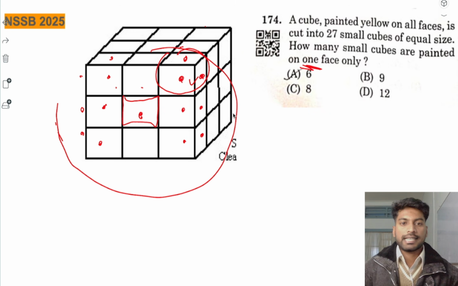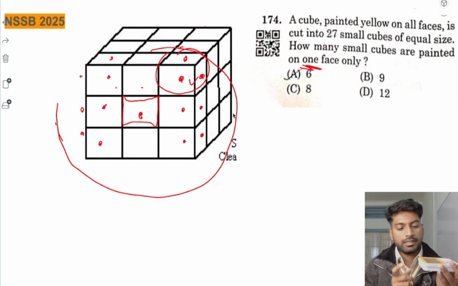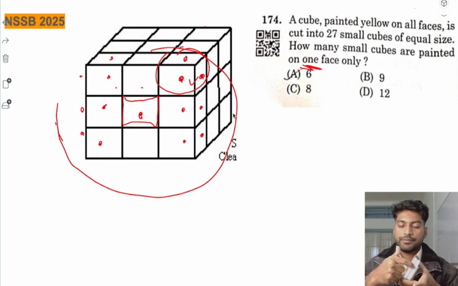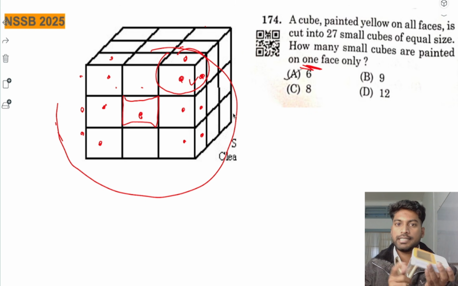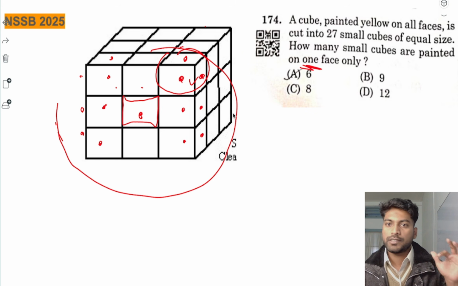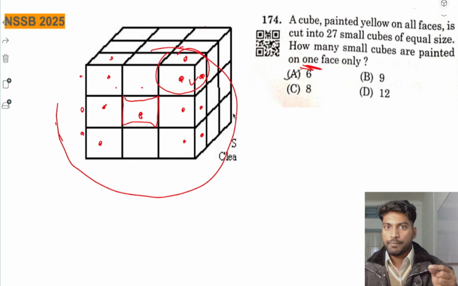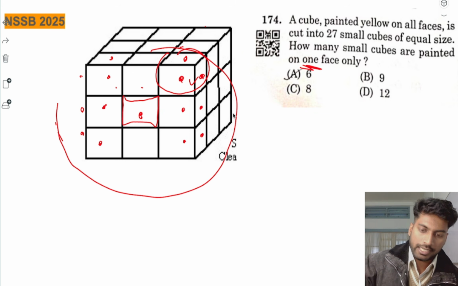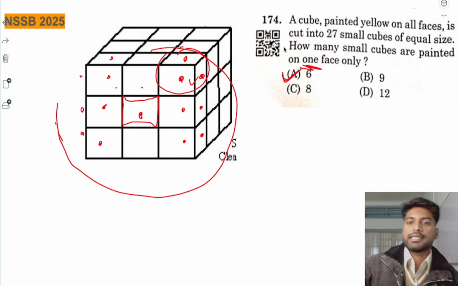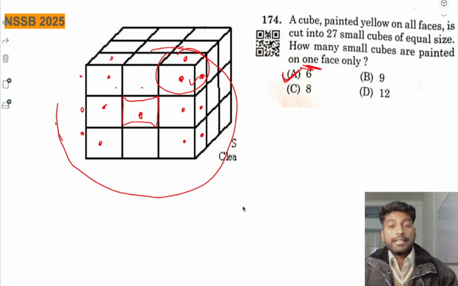So in one side, suppose in this side I got one cube, I'll get one cube here also, one cube here also, here, there. So total 6 sides are there, and from 6 sides I'll get 1 1 1 1 करके from every side. So how many cubes will be there where only one face will be colored? That is 6. Okay, chalo, so the answer will be 6. So this is a correct answer. I hope you understood this.